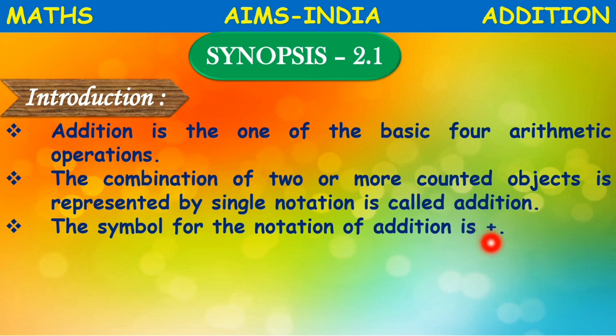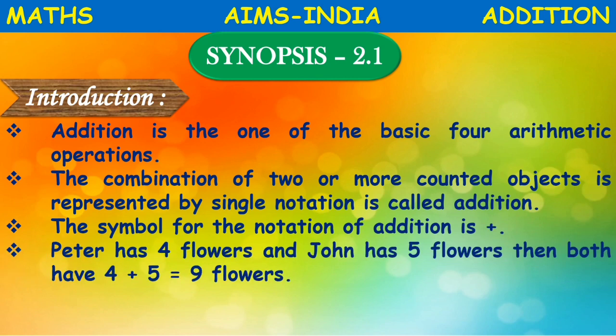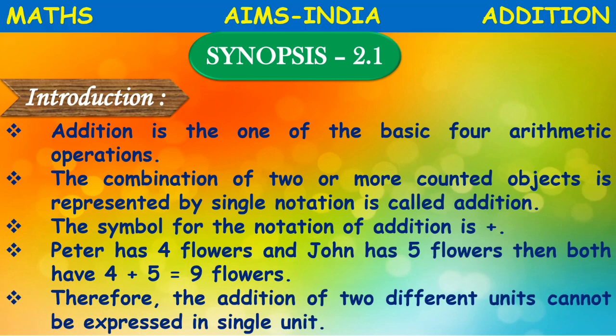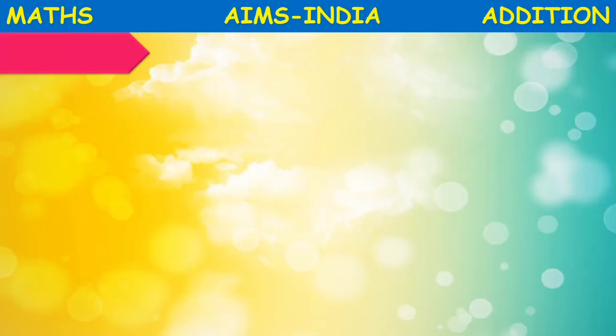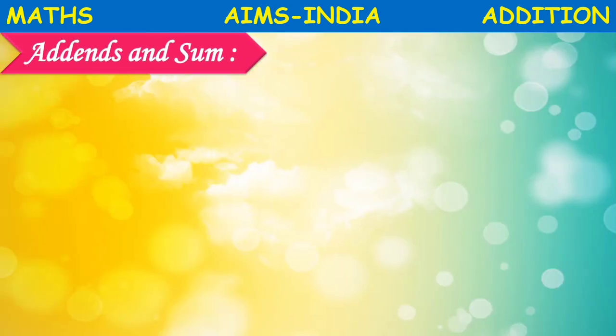And what is the symbol used? Yes, the symbol for the notation of addition is this plus here. Peter has 4 flowers and John has 5 flowers. Then both have how many? 4 plus 5 is equal to 9 flowers. Therefore, the addition of two different units cannot be expressed in a single unit. See, we are using two different units and expressing it using what? Using addition. Addition is the combination of two or more counted objects.